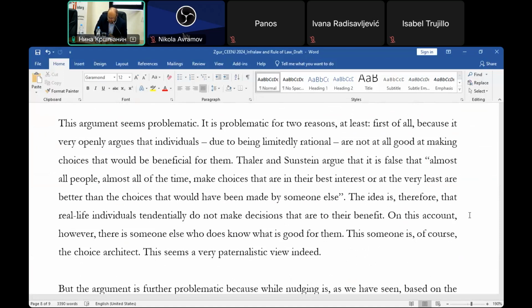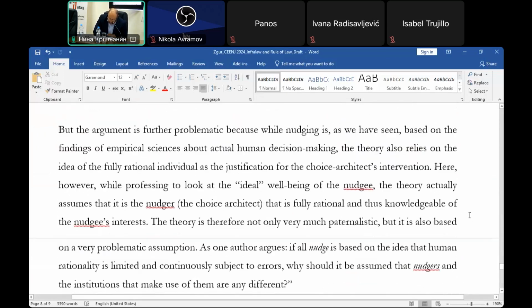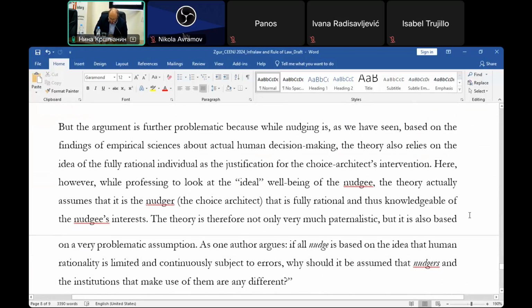Now, this seems very paternalistic to me. But the argument is further problematic because while nudging is, as we have seen, based on findings of empirical sciences about actual human decision-making, the theory also relies on the idea of a fully rational individual as a justification for the choice architect's intervention. Here, however, while professing to look at the ideal well-being of the nudgee, the theory actually assumes that it is the nudger, that is the choice architect, that is fully rational and thus knowledgeable of the nudgee's interest. The theory is therefore not only very much paternalistic, but it is also based on a very problematic assumption.